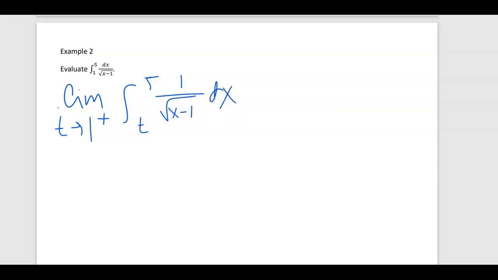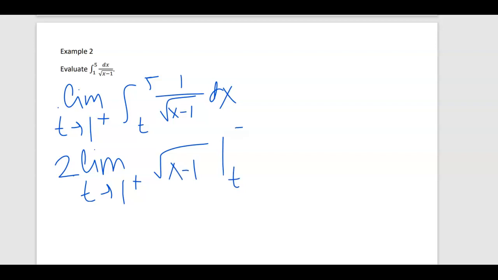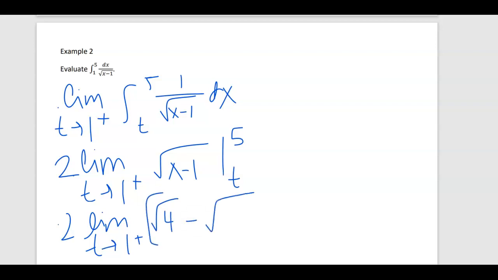Very similar integral process if I let u be this inside piece. The only difference is I'm going to end up having a positive 2. So I'm going to take that out here, and I'm left with square root of x minus 1 from t to 5. So 2 times the limit as t goes to 1 from the right. I plug in 5 and I get square root of 4 minus square root of t minus 1. And now we're plugging in numbers bigger than 1.